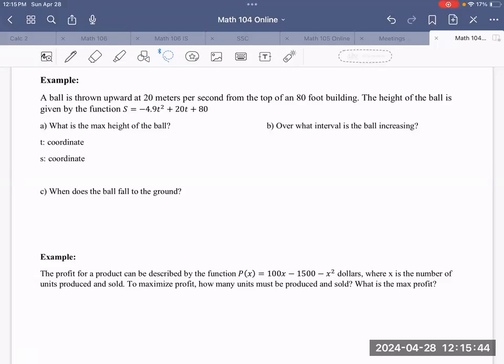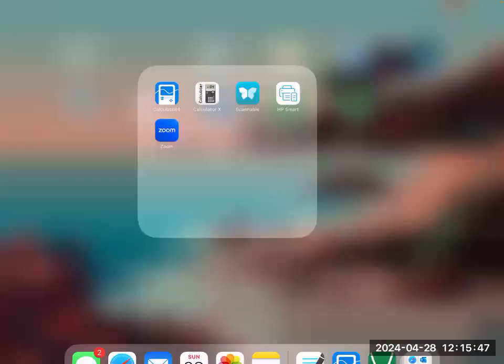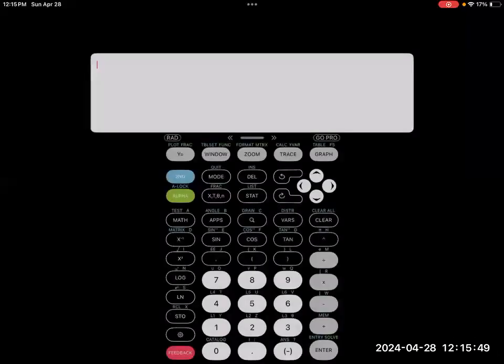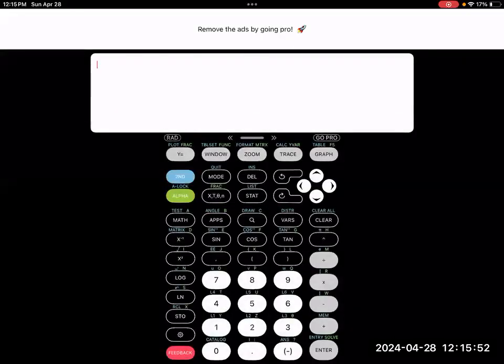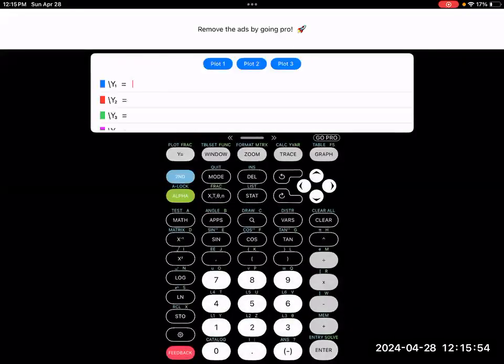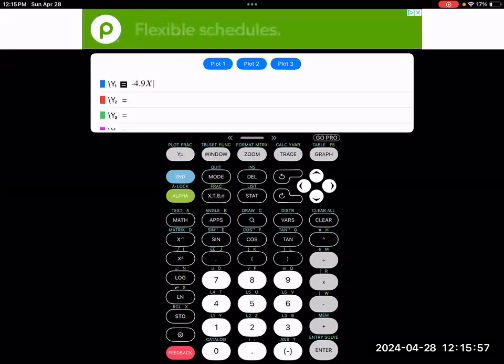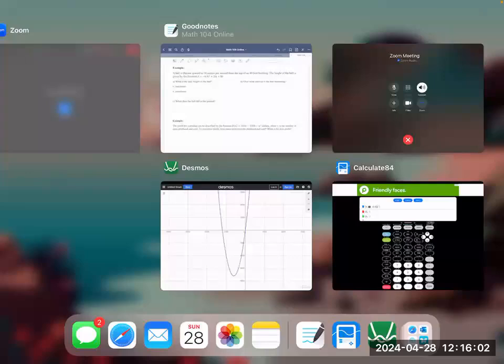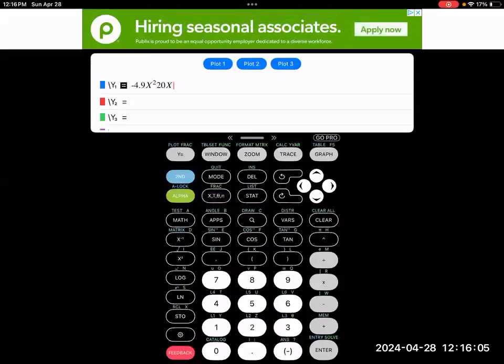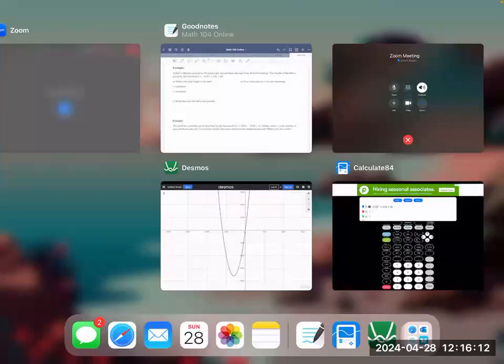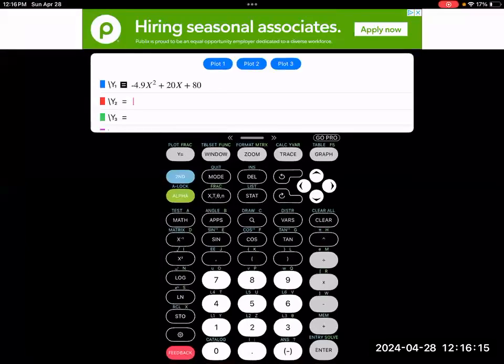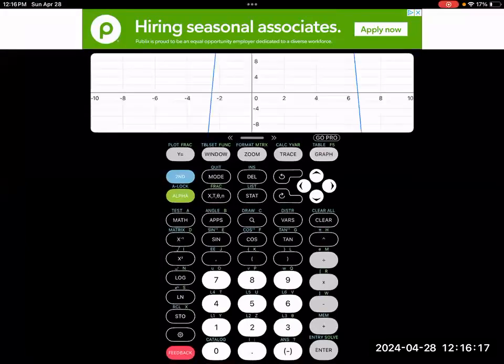All right, negative 4.9. Okay, one more time. Let's try and reset. Okay. All right, so negative 4.9 squared. Okay, so something like this. I do not believe it gave us a viewing window. So that means it is up to us. So if I go ahead and hit graph, it might show a little bit of it, which is great.